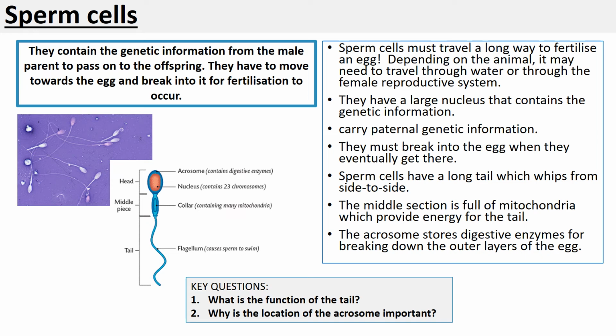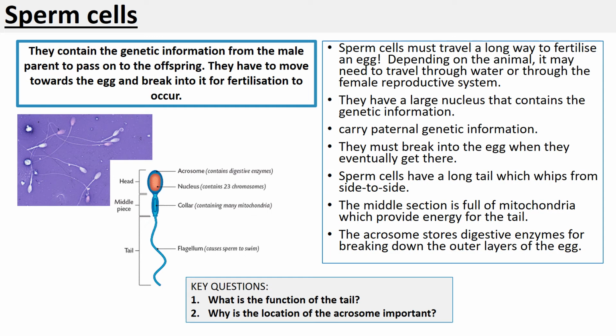It's got to travel a long way. It has a flagellum or a tail that can allow it to swim. Some bacteria have those too. It has to go through quite a large, complicated reproductive system. It's got a large nucleus containing all of the genetic information, and it's got to break the egg when it gets there. Okay, so I'm not going to read through all of those because you can, but you might wish to pause and have a look at the key questions. What is the function of the tail? And why is the location of the acrosome important?